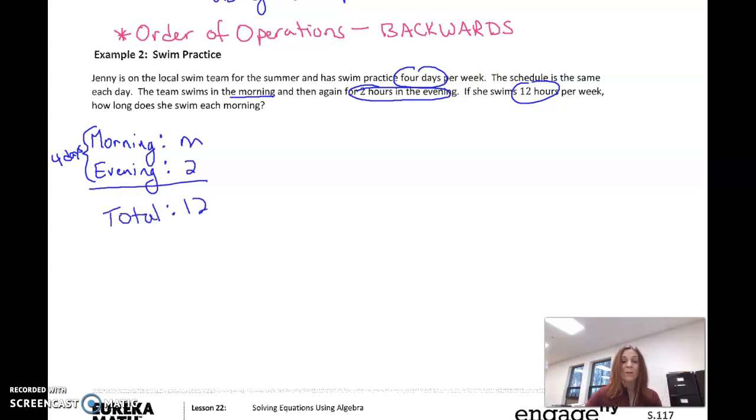And that gives me a total of 12 hours. Okay, so this should seem familiar to the tape diagram things we've been doing. Every day she swims in the morning, we don't know how many hours, and 2 hours in the evening. M plus 2 represents the number of hours she swims every day. But she does that for 4 days. And if we count that up for 4 days, we know it's going to add up to 12. Okay, so now we have our equation.